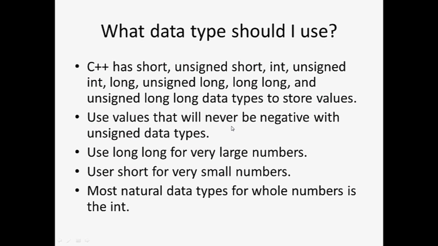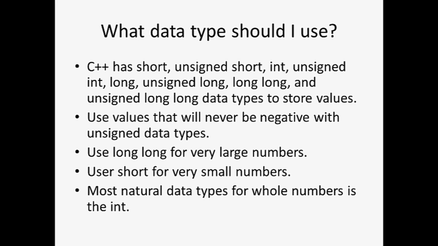So what data types should I use? C++ has a lot of data types for integers. It has short, unsigned short, int, unsigned int, long, unsigned long, long long, and unsigned long long. And you should use unsigned types for values that will never be negative.